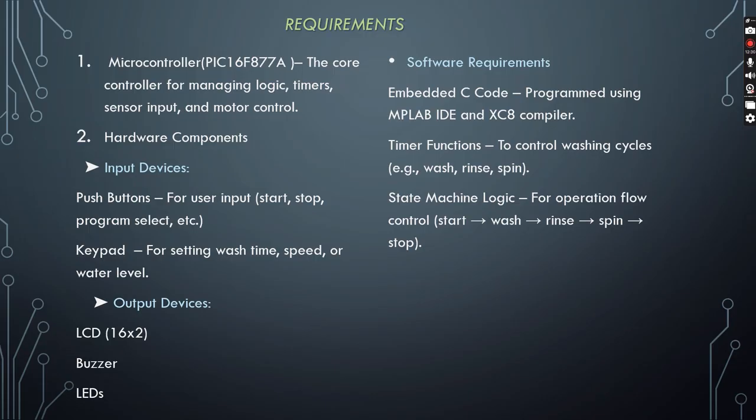Software requirements. We use embedded C code. For programming, we used the MPLAB X IDE and XC8 compiler, which are open source free tools. We use timer functions to control washing cycles like wash, rinse, spin, and the time for each specific wash. We also use state machine logic for operation flow control: start, wash, rinse, spin, and again stop. So like that, we use state machine logic.